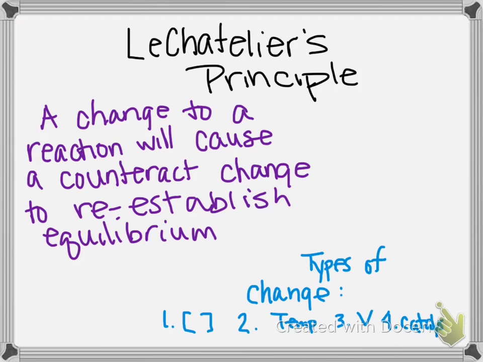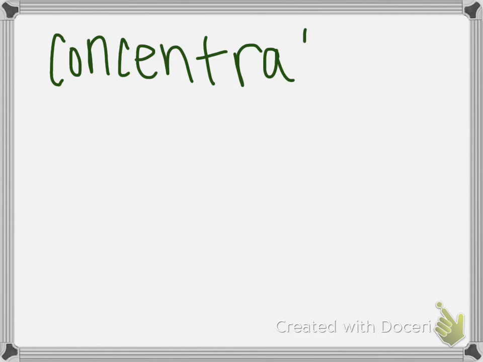2 is temperature, so increasing or decreasing the temperature. 3 is the volume or the pressure, and we'll talk more about that when we get to that. And then the 4th is a catalyst, and you just watched a video earlier on what happens with a catalyst. Okay, so we're going to deal with each of those 4 changes separately.